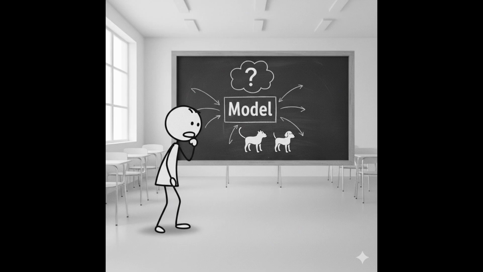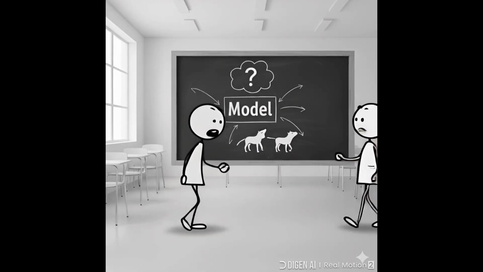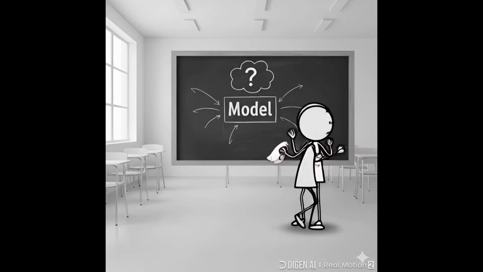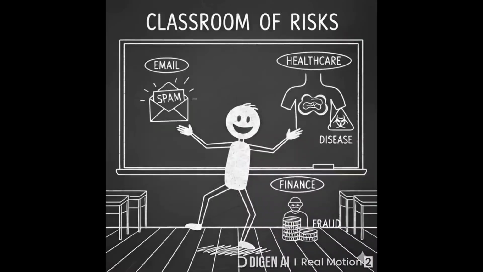Here's a new picture the model hasn't seen before. Notice the question mark above it. The model makes a guess, cat or dog. That's prediction, applying what is learned to new data.